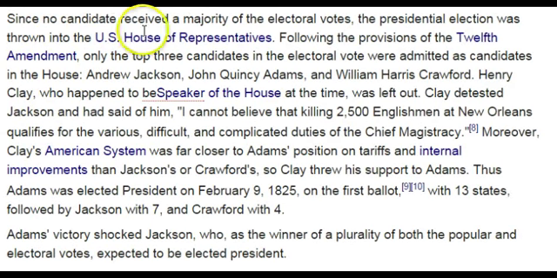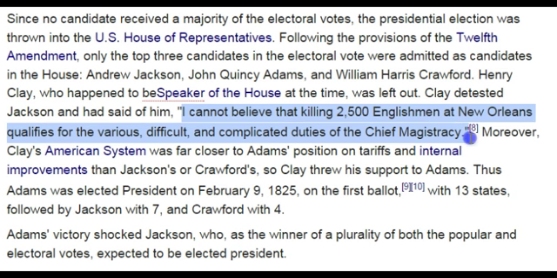Here are a few more details. You can read this yourself, but I like this quote from Clay, who detested Jackson. And he said about him, "I cannot believe that killing 2,500 Englishmen at New Orleans," a reference to the Battle of New Orleans, which we've talked about, which made Jackson a famous war hero, "shouldn't qualify you for the various difficult and complicated duties of being president," the chief magistracy, as they said at the time.